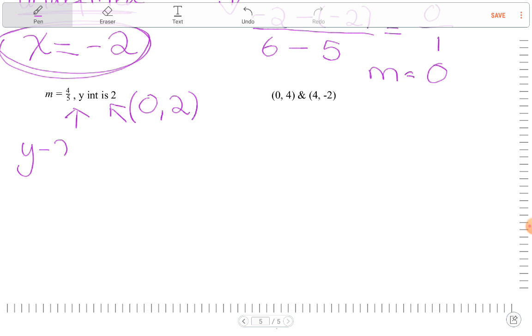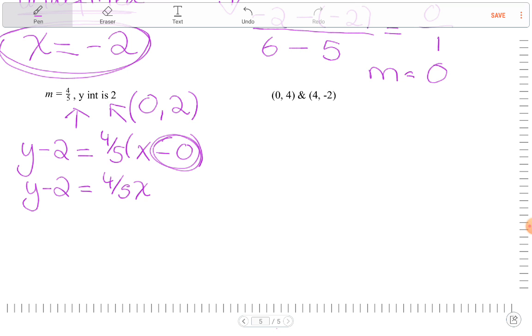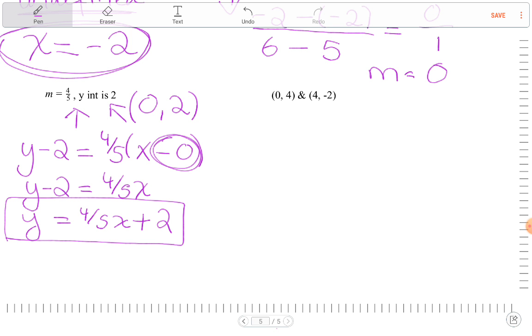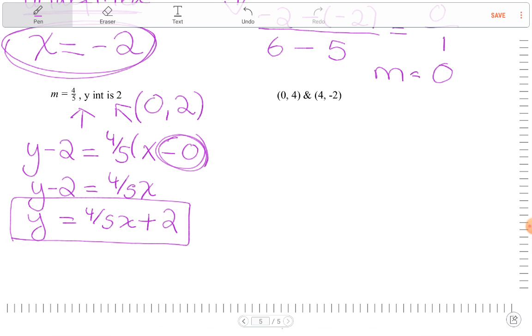So we can plug it in our formula. y minus my y1, my point 1, equals the slope 4/5 times x minus your x-coordinate. Simplify by distributing your 4/5. And because I have a 0, I know anything times 0 is just 0. I bring over the 2 with plus.